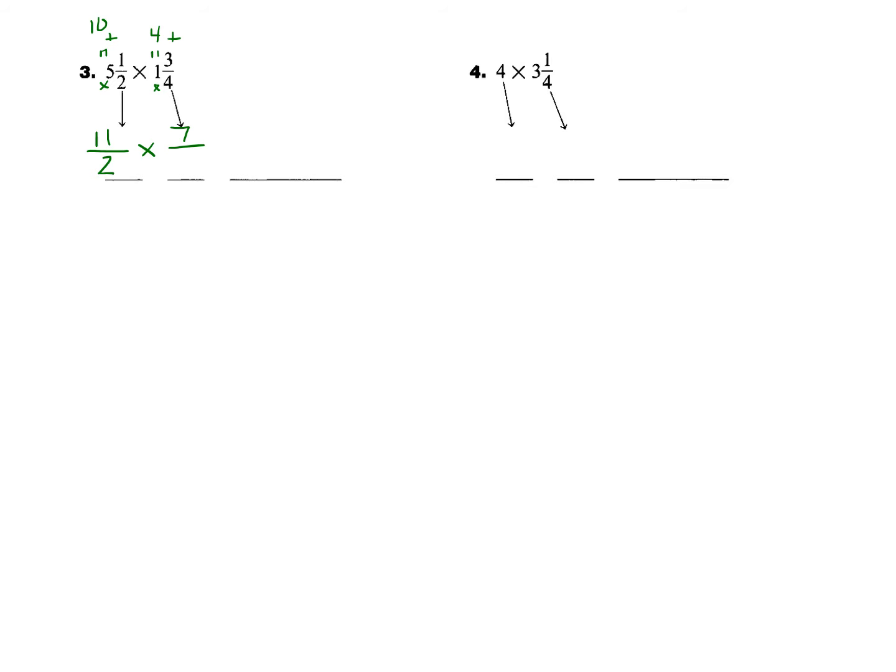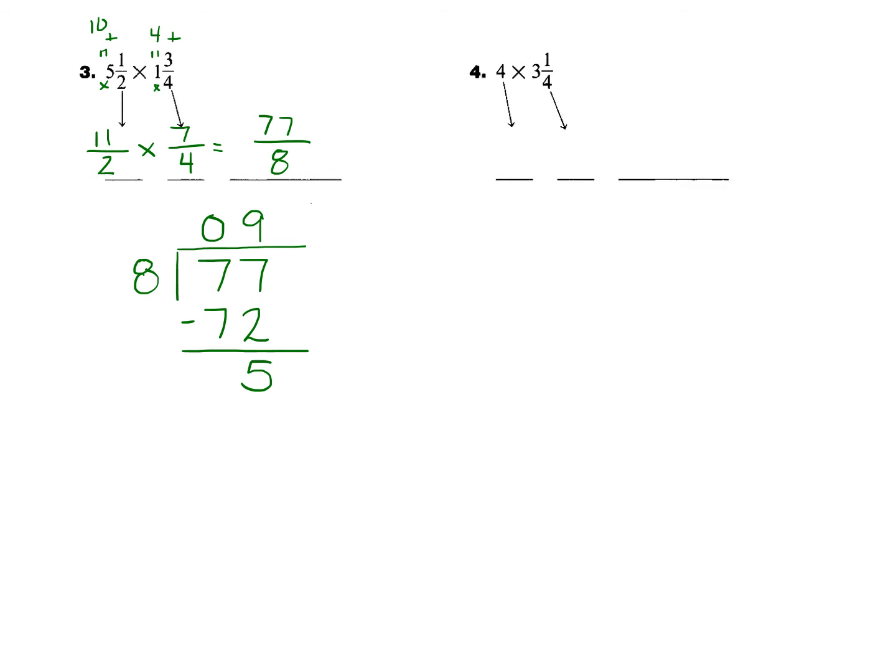So we have 7/4. We cannot reduce before we multiply. 11 times 7 is 77. 4 times 2 equals 8. This is an improper fraction, so we have to simplify. 8 cannot divide 7, but it can divide 77 9 times. 9 multiplied by 8 is 72. 77 take away 72 is 5. So we have 9 5/8 as our answer.